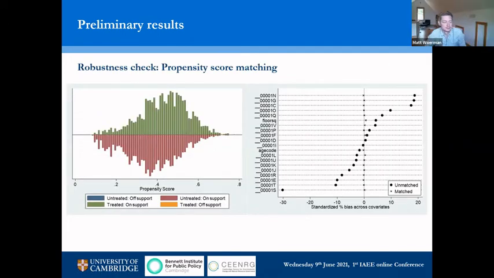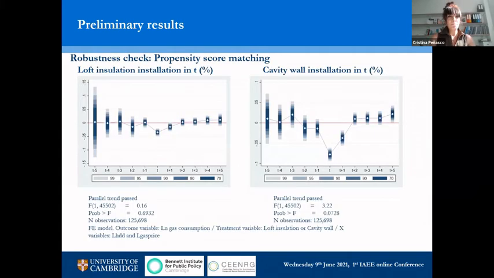Okay, thank you. We have done a robustness check with propensity score matching. Basically, we get that the treatment and control groups are much better balanced after the propensity score matching. The results are consistent. Basically, what we see here is that the distribution then gets a little bit closer, but we confirm that for loft insulation, again, there is an impact in the year of the installation, with cavity wall the same, but the results fade away at some point.